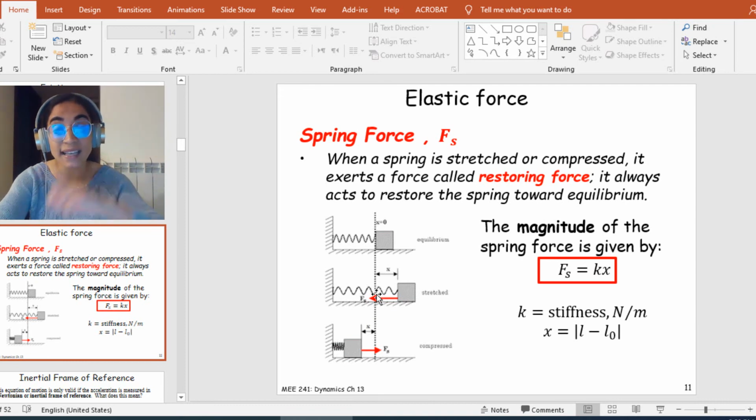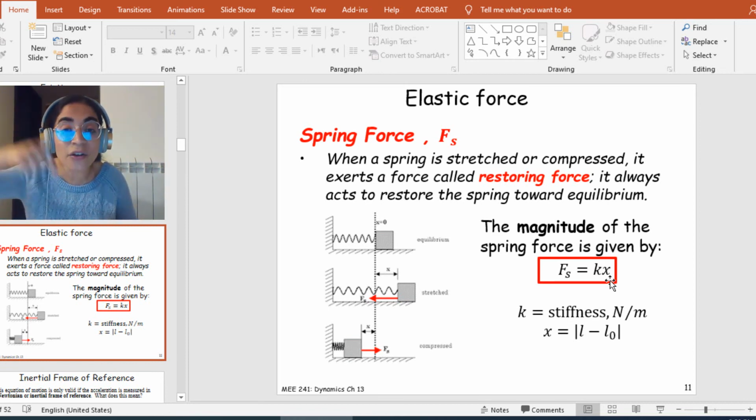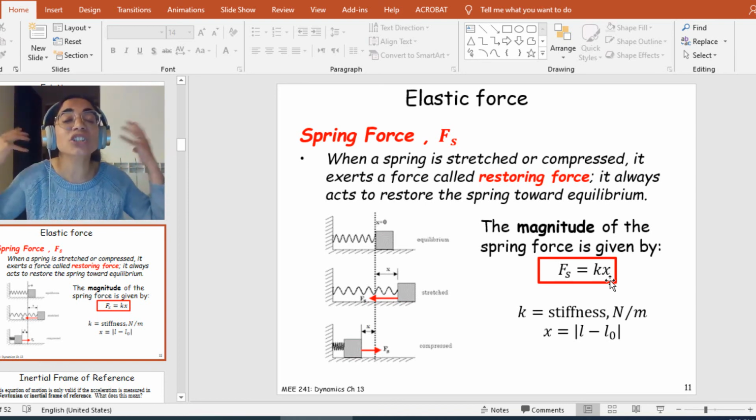And what is K? K is the stiffness. It's the constant for the spring. It has the unit of Newton per meter. But don't forget, guys, that this X is L minus L0. It's the elongation. It's L minus L0. And remember from statics, guys, what is L? L is the current length. It is the current length at this time, while L0 is the initial length.